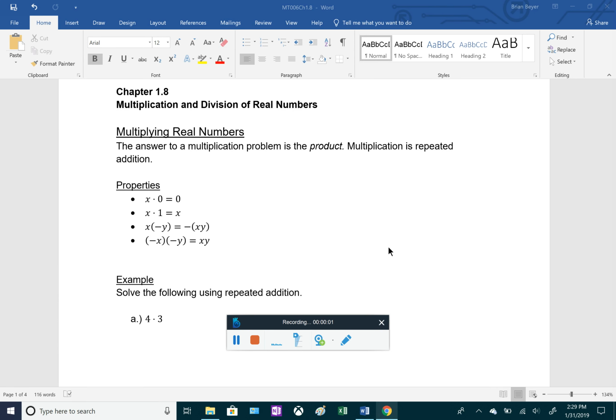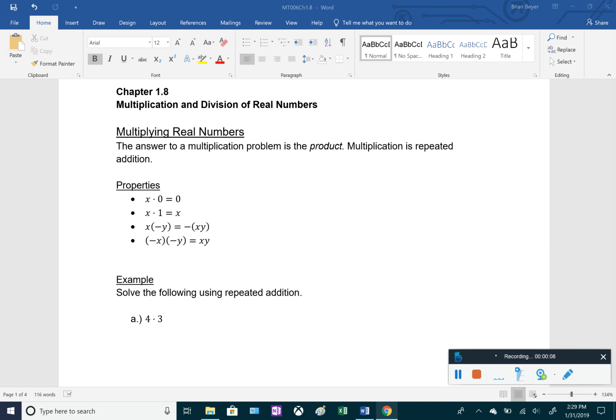Chapter 1.8 we'll be getting into multiplication and division of real numbers. So it's another pretty short section because we probably already know how to do most of these from earlier sections. So we'll start with multiplying.